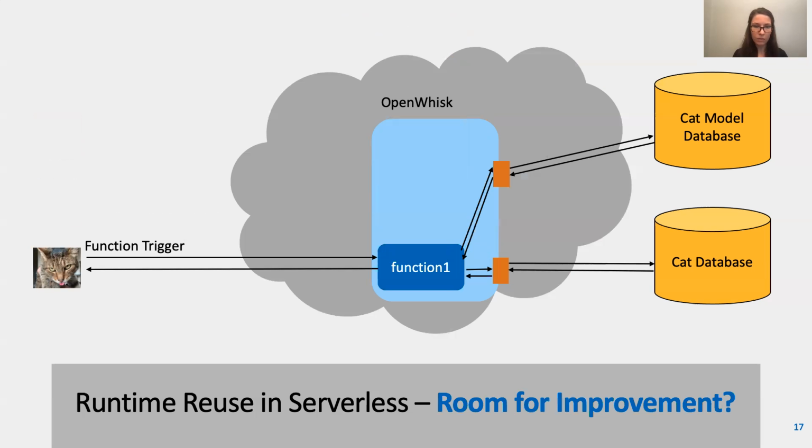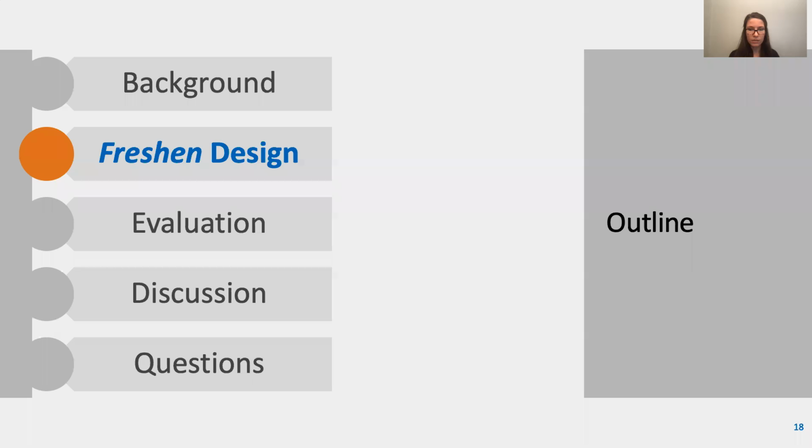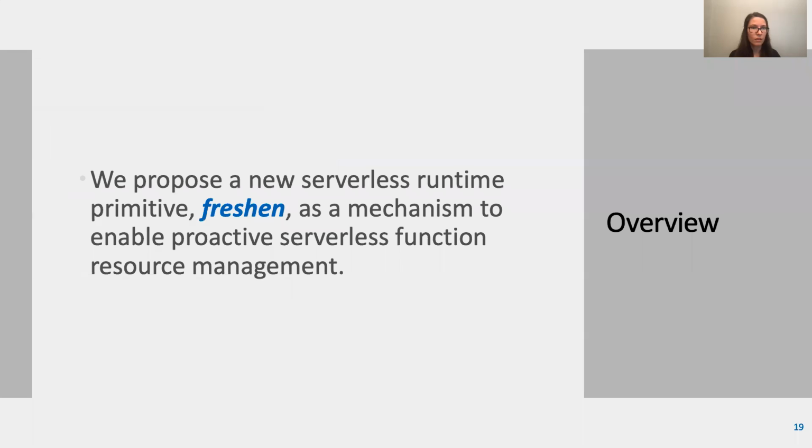So if we have runtime reuse, which is very, very useful, we start to ask, where is there room for improvement here? Can we still work and gain some more efficiency? And that brings us to our freshen design. In a nutshell, we propose a new serverless runtime primitive, freshen, as a mechanism to enable proactive serverless function resource management.